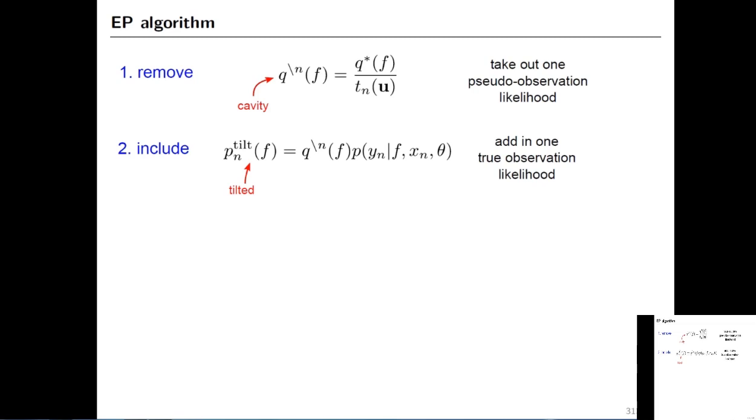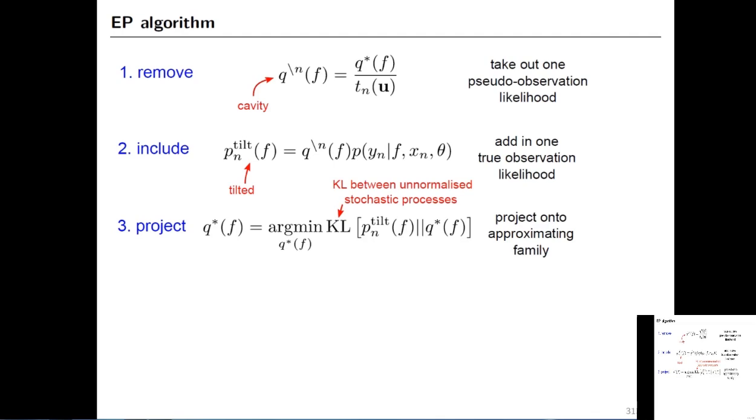Okay, the next step is to update your approximation by minimizing a KL divergence between the tilted distribution and Q star of F. Let me remind you how the KL divergence is defined. I think you might have talked about this before, but in general, the KL divergence between, let's say, an approximation Q of X to a true distribution P of X is equal to the integral of Q of X log Q of X over P of X dx. So this is called a divergence between two distributions.